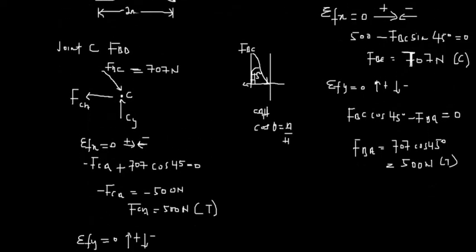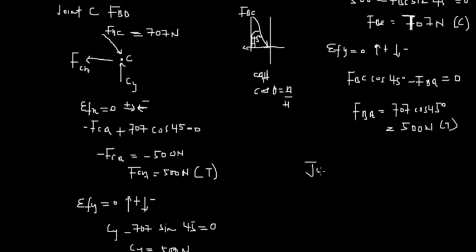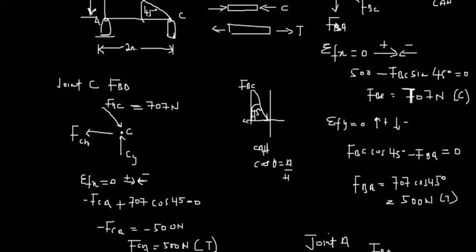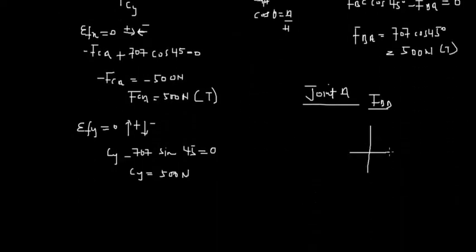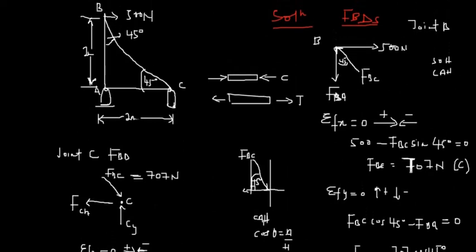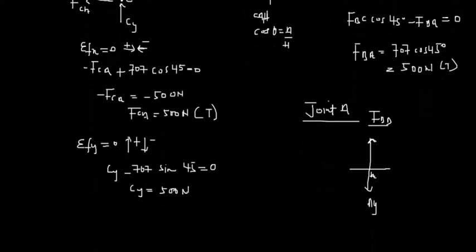Then let's move on to joint A. Let's look at joint A. Let's draw the free body diagram for joint A, and then we proceed from there. This is how joint A will look. We have joint A over here, and a certain force acting downwards, AY, and then we have an upward force over here, that's FAB, or FBA.